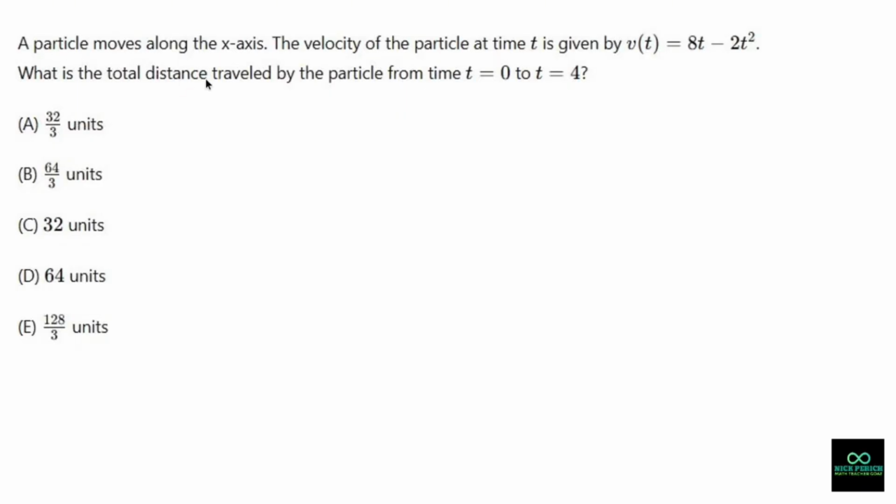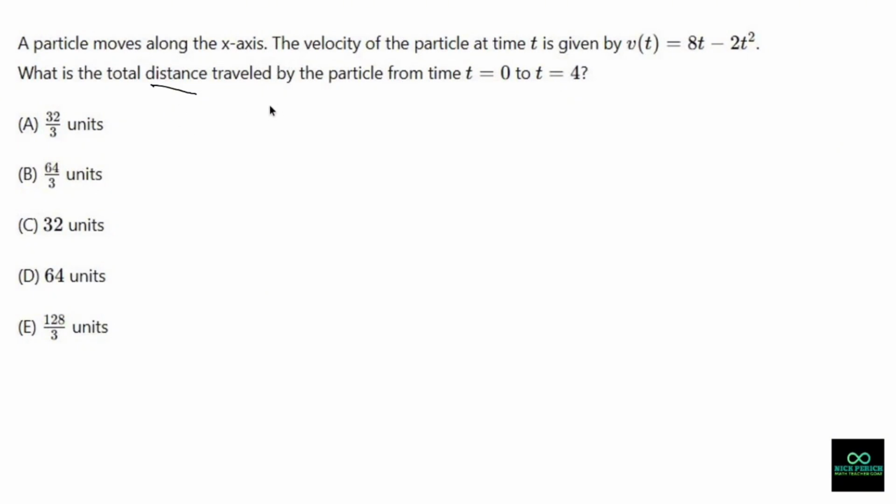A particle moves along the x-axis. The velocity of the particle at time t is given by v of t equals 8t minus 2t squared, the velocity function. What is the total distance traveled by the particle from time t equals 0 to t equals 4? This is the annoying part about distance problems.